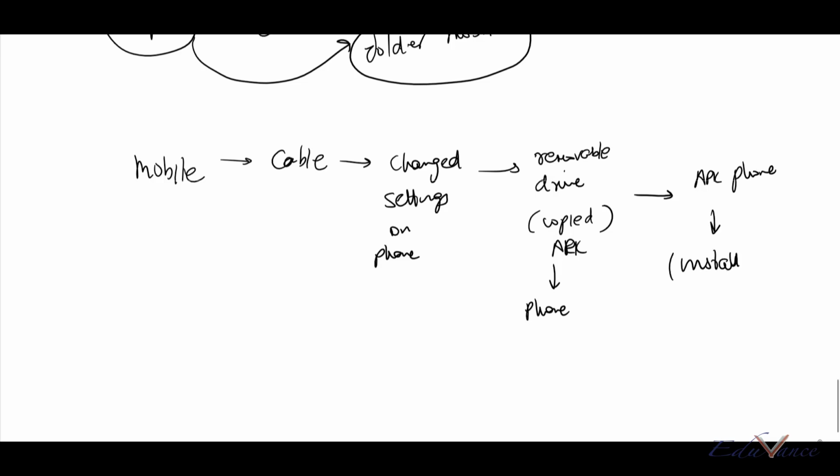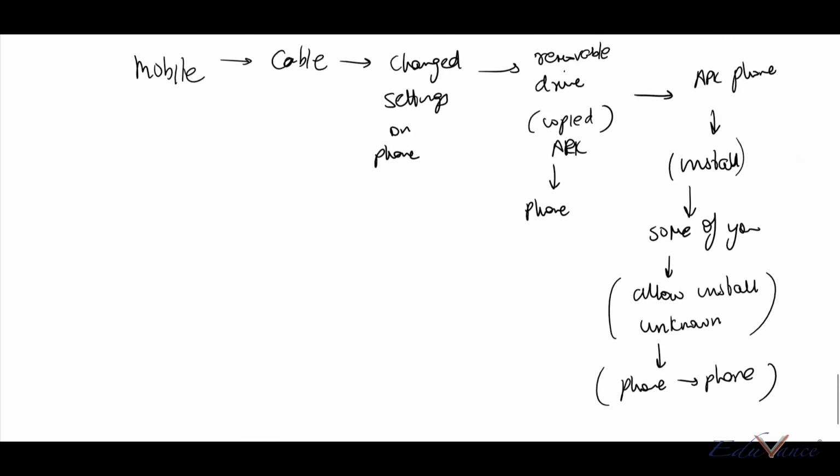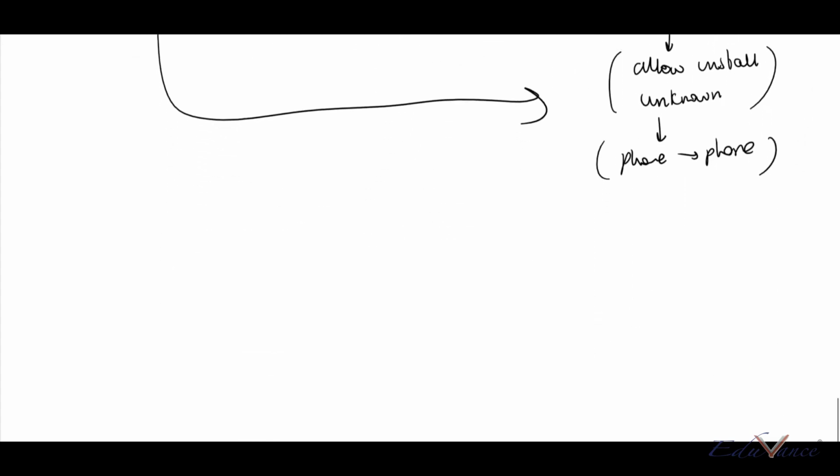Now here during our installation, we also saw a step that some of you might face, which is that you have to allow your phone to install from unknown sources. So you have to do that. Now that will depend and vary from one phone to another. So you'll have to check your phone settings. So this entire process was done.